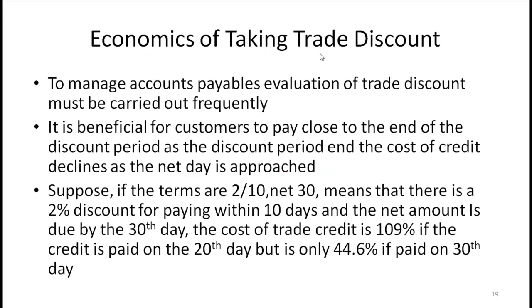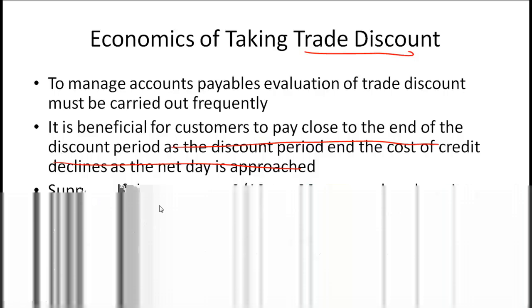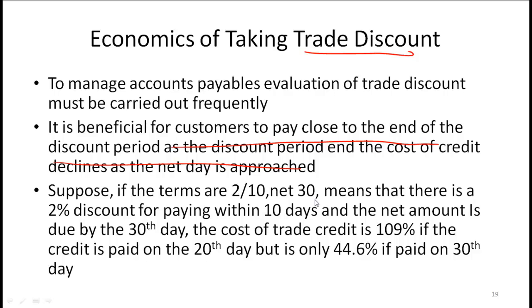Now let's also talk about the economics of a trade discount. To manage accounts payables, the evaluation of a trade discount must be carried out frequently. As mentioned earlier, it is beneficial for customers to pay close to the end of the discount period. You can ignore the rest of the stuff here for now. Suppose the terms are 2/10 net 30. This means that there is a 2% discount for paying within 10 days and the net amount is due by the 30th day. The cost of trade credit here is 109% if the credit is paid on the 20th day, but it is only 44% if paid on the 30th day.